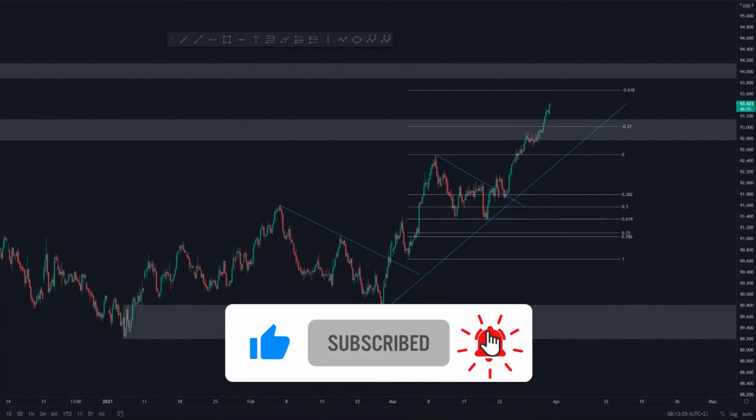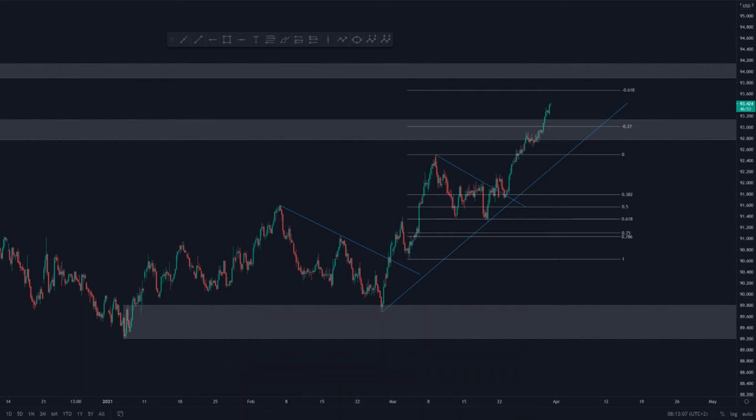In today's Daily Outlook, I'm going to be discussing some of the major currency pairs alongside the DXY. So without further ado, let's dive straight in.